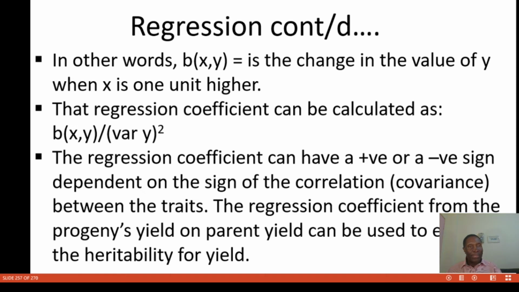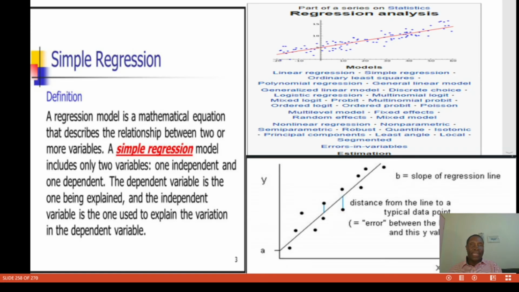And it can also be either negative or positive, depending on the sign of correlation or covariance between the traits. The regression coefficient is very important because we can regress the progeny yield on parent yield and then be able to estimate the heritability for yield. And we'll get into that a little bit later.